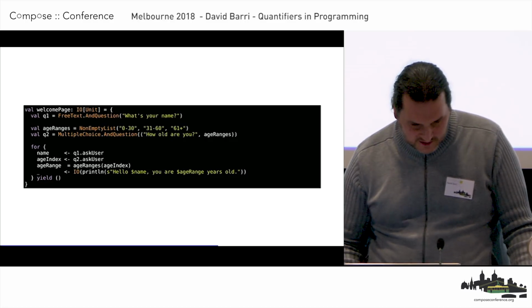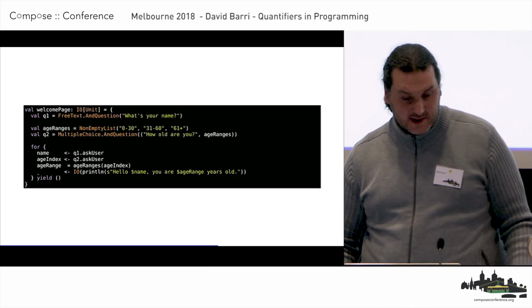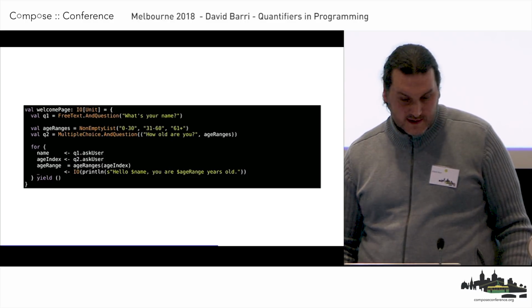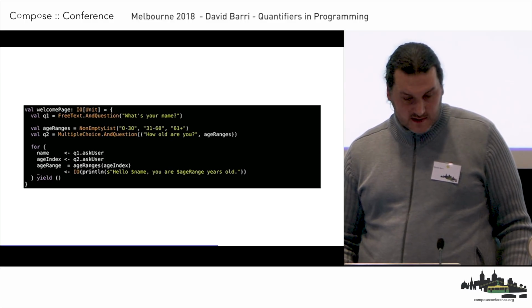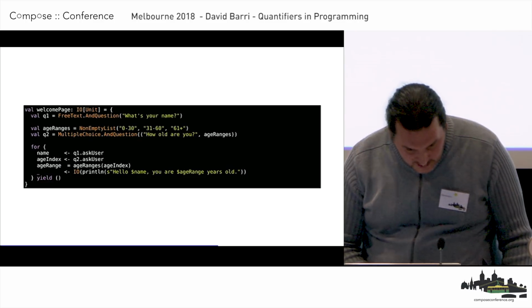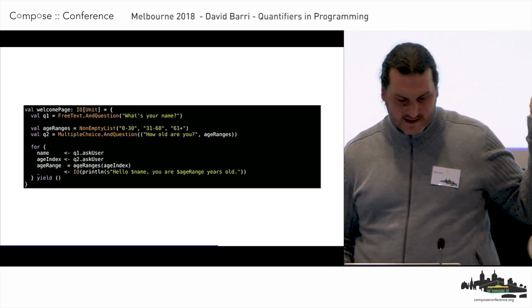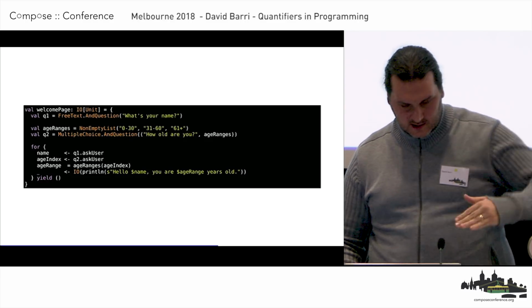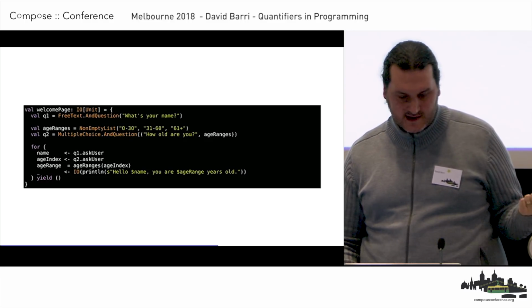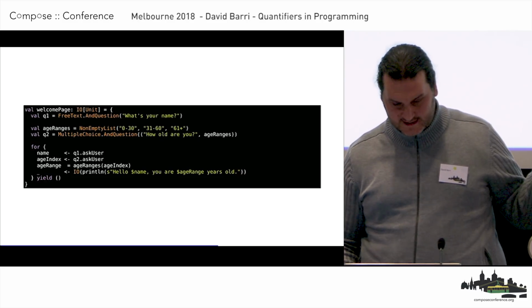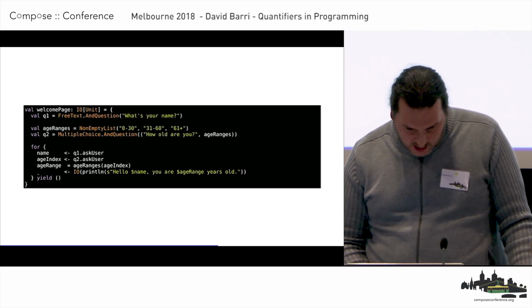So let's read through this. First of all, we just say Q1 equals a FreeText AndQuestion. There's a question. For Q2, we say it's a MultipleChoice AndQuestion. And then in a for comprehension, which is like do notation in Haskell, we just monadically ask the first question, ask the second question, and then we compose them according to this specific rule that he's given us. Or she.